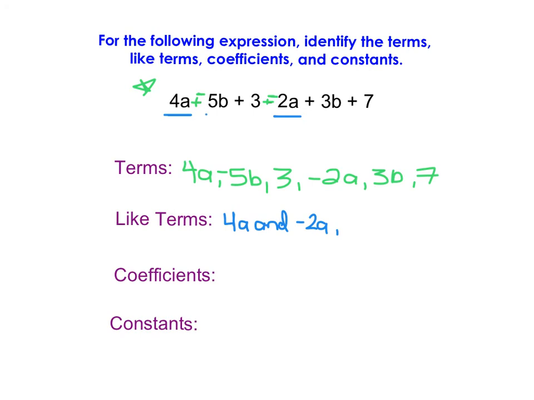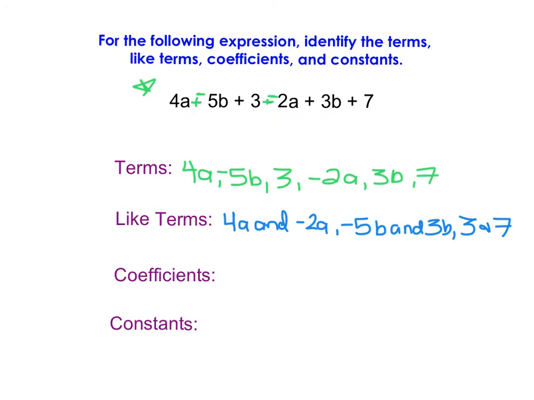Then I'm going to use 2 underlines here. I'm going to look for some b's. So here I have a -5b, and I notice that there's also a 3b. So we have -5b and 3b. And then, believe it or not, having no variable is another type of like term. So having no variable like the 3 and the 7 also makes those like terms. So now we've identified our like terms.